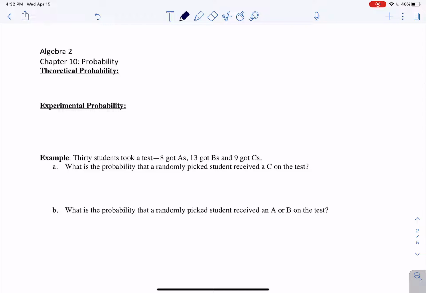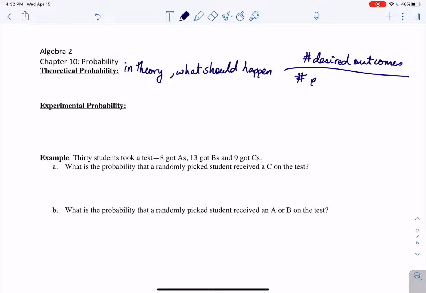The next idea in this section is theoretical probability and experimental probability. All the things we've done so far are theoretical probabilities. We're not actually doing this in real life. We're just imagining these scenarios and thinking about all the possibilities. So this is in theory what should happen. It's based on knowing the situation, the number of desired outcomes divided by all the possible outcomes. Right, this is theoretical.